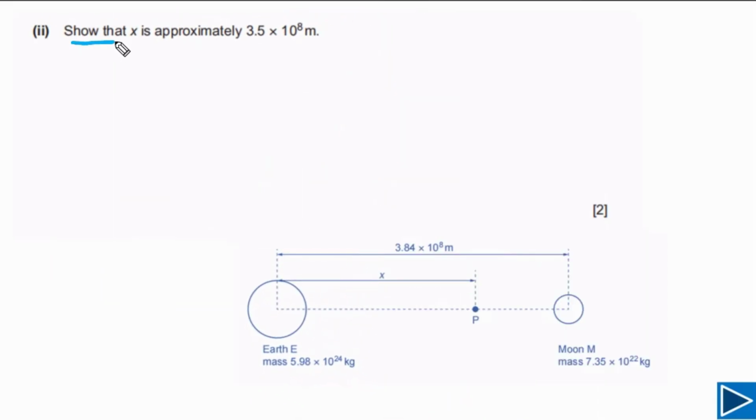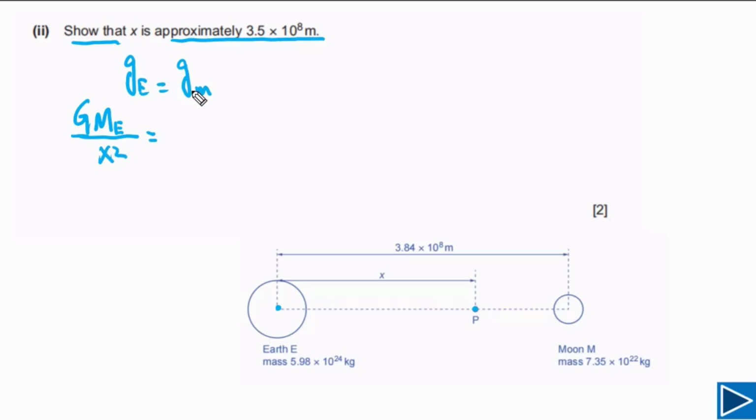For the second part, we need to show that x is approximately equal to 3.5 times 10 to 8 meters. We need to find the value of x. But we have already discussed that at neutral point, the value of G due to Earth is equal to the value of G due to moon. So at P, they have the same magnitude, but they are in opposite directions. If we need to calculate the value of G, simply we can plug in. This is GM, and this is mass of Earth divided by the distance from the center of Earth to this point. And that distance is x squared. So simply we can write down this is x squared.